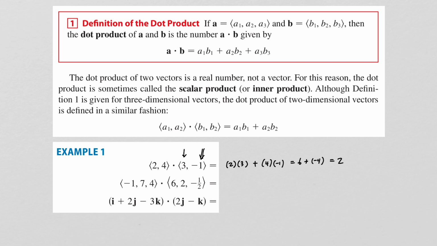For the next one, it's the same idea, except that now we have vectors in 3 dimensions. So we will multiply the corresponding components together, and then we will add them up. So we get negative 1 times 6 plus positive 7 times 2 plus 4 times negative 1/2. And this is negative 6 plus 14 minus 2, which is equal to 6.